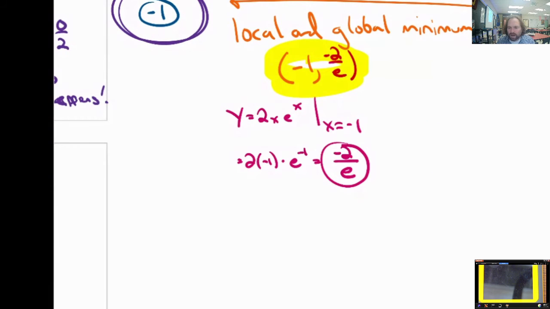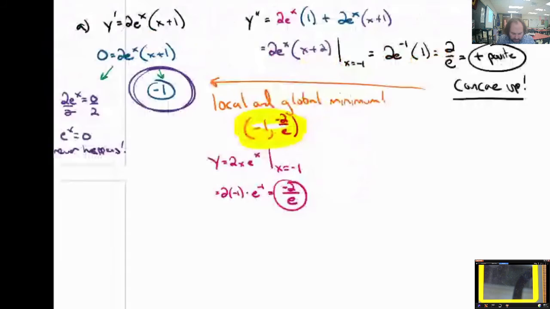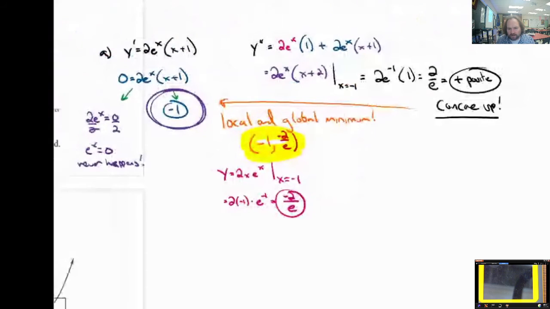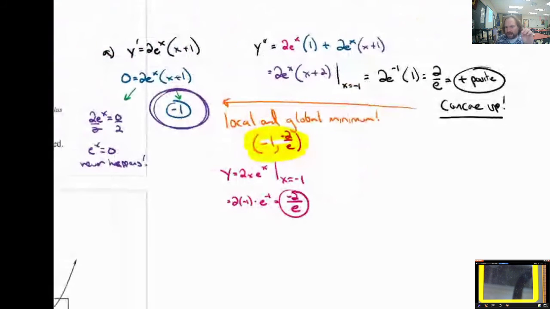In addition to checking for the concavity, what we could have done is plug in values before and after negative 1 back here in the first derivative function, and that would tell us if it went from decreasing to increasing or increasing to decreasing. That would work too. Okay, let's move on.